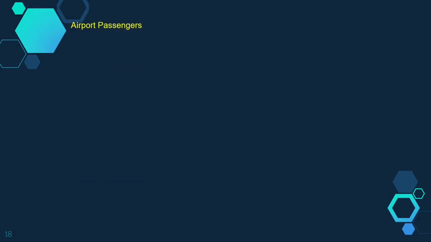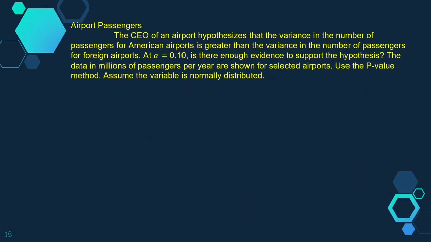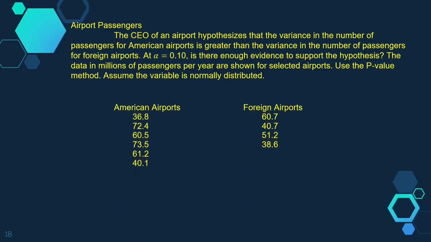Here is another example in 9-16, airport passengers. The CEO of an airport hypothesizes that the variance in the number of passengers for American airports is greater than the variance in the number of passengers for foreign airports, at alpha equal to 0.10. Is there enough evidence to support the hypothesis? The data in millions of passengers per year are shown for selected airports. Use the p-value method. Assume the variable is normally distributed.